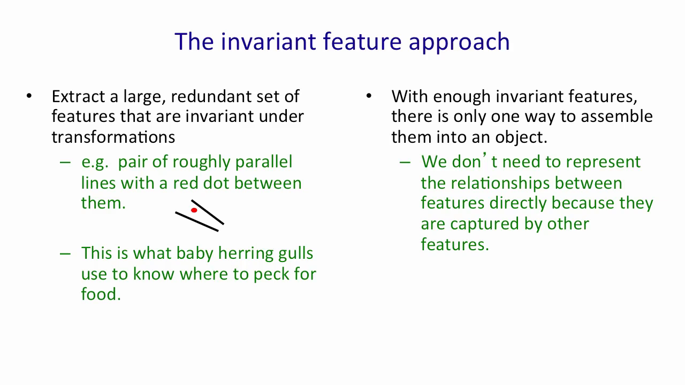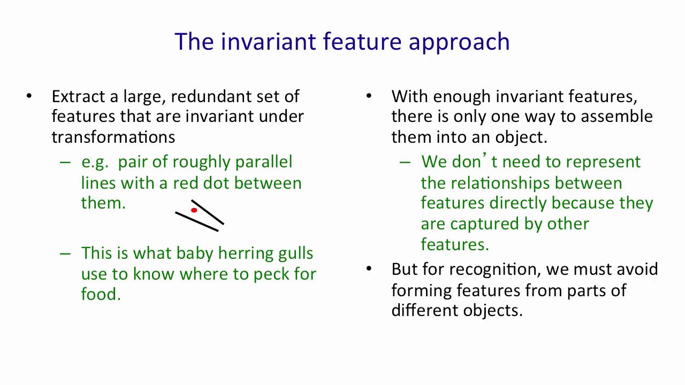You don't actually need to represent the relationships between features directly, because those relationships are captured by other features. This has been pointed out for strings of letters by a psychologist called Wayne Wickelgren. It's been pointed out in vision by Shimon Ullman, and it's a sort of cute point that all we need is a big bag of features, because with overlapping and redundant features, one feature will tell you how two other features are related. Unfortunately, if you're doing recognition, you're going to get a whole bunch of features that are composed of parts of different objects, and they'll be very misleading for recognition. So you'd like to avoid forming features from parts of different objects.